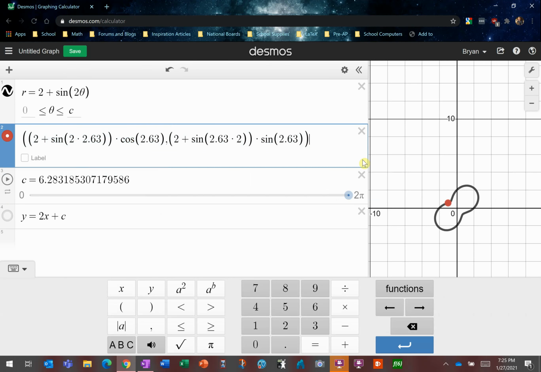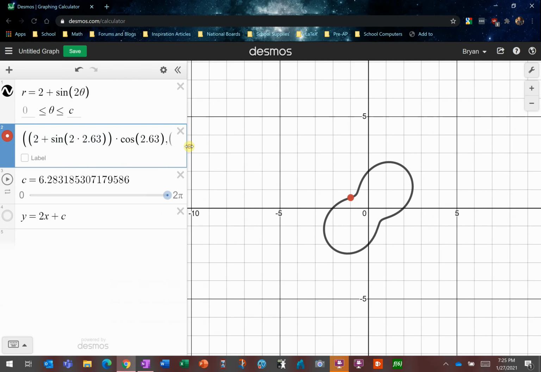So I plugged those in first and I was like, hey, I think this looks pretty good. This looks like it's in the right spot. And if I click on it, you'll even see it's approximately -1. That's because I rounded 2.63 and we got there.